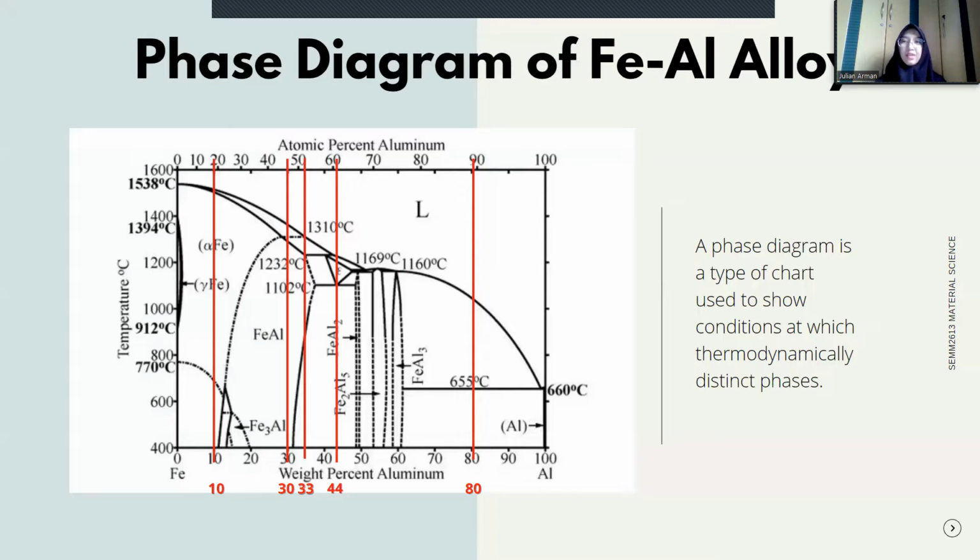Phase diagram of FeAl alloy. A phase diagram is a type of chart used to show conditions at which thermodynamically distinct phases occur. So this is a phase diagram of FeAl alloy.